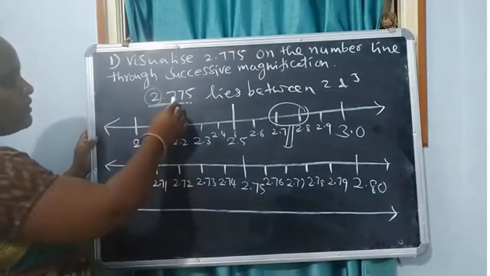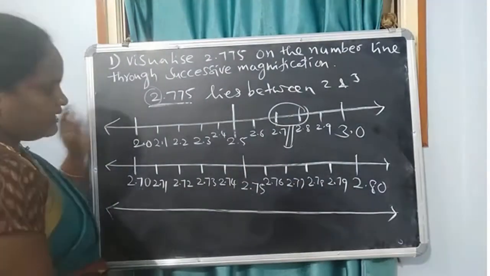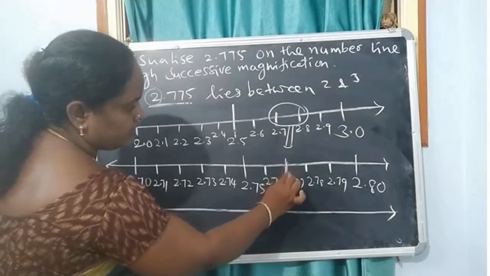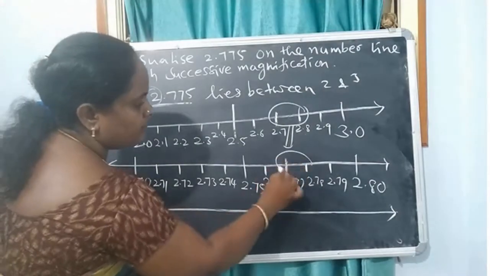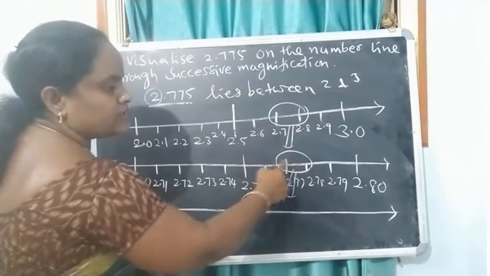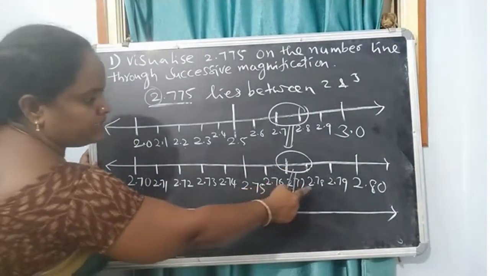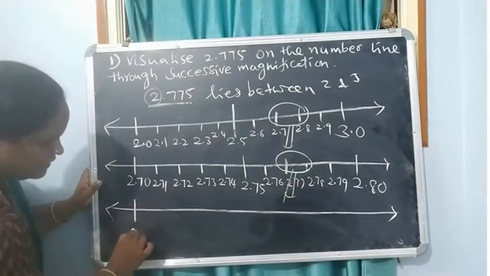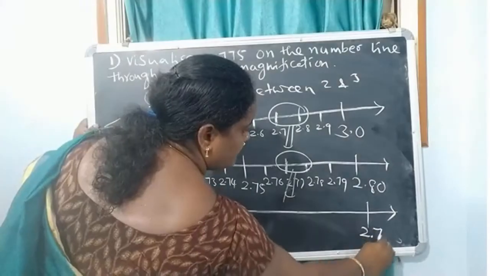Now where is 2.775 on this number line? Between which two numbers does it lie? If you observe carefully, 2.77 is here, and 2.78 is the next one. So 2.775 will be in between these. Now let us expand this portion and observe it carefully using a magnifying glass. So on the third number line, I am going to take 2.77 and 2.78, these two numbers.